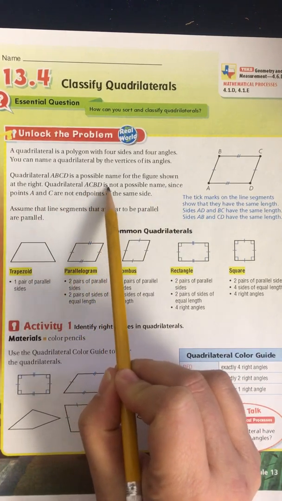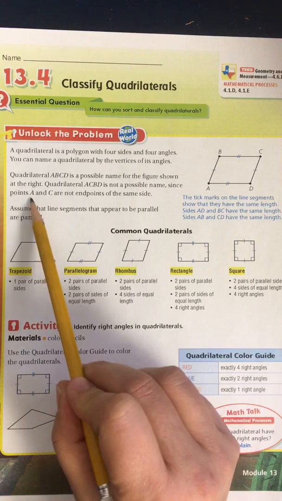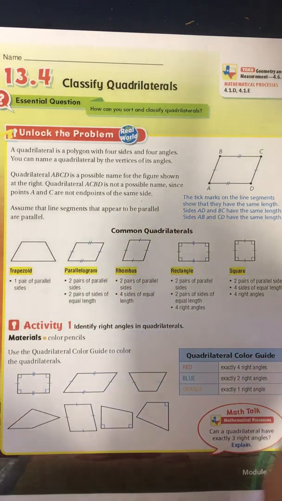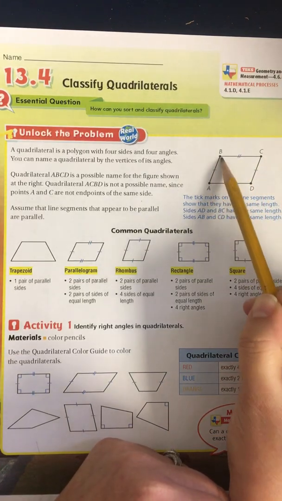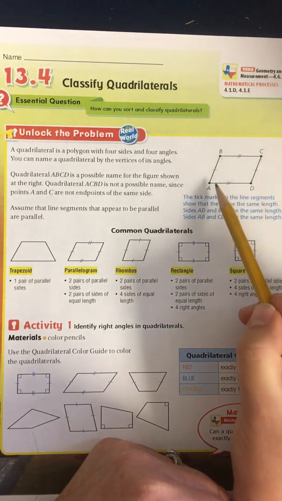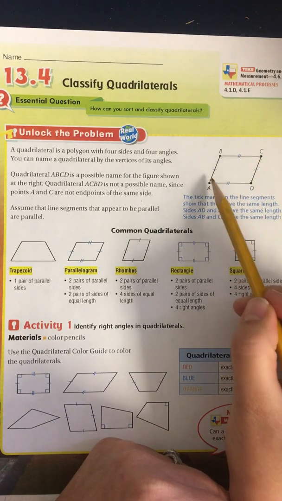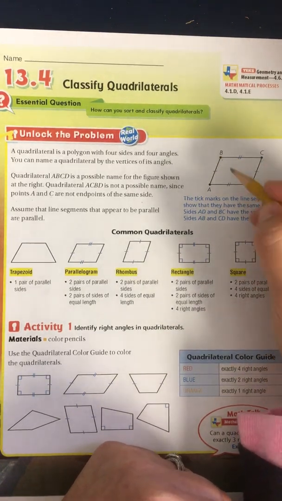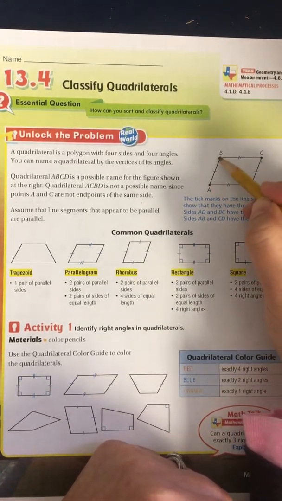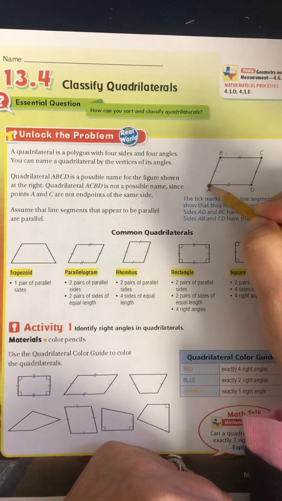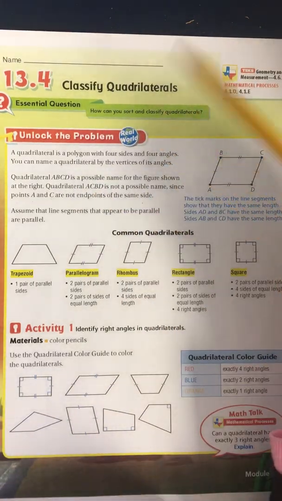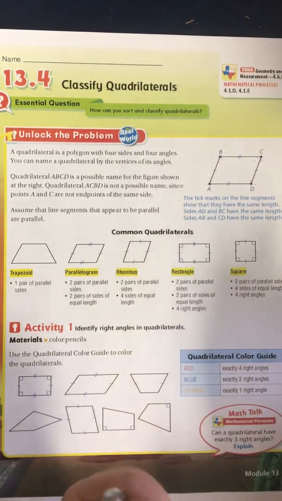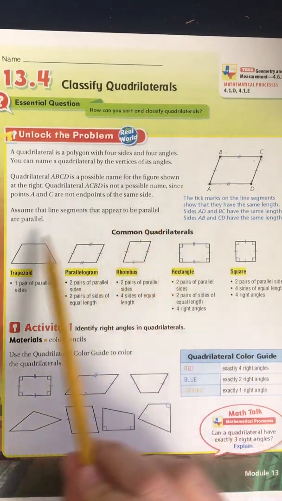Quadrilateral A, C, B, D is not a possible name since points A and C are not endpoints on the same side. So if you look, you could say A, B, C, D. But you can't go A, C; you have to go in the same type of circle as A, B, C, D. I like to tell students, just go clockwise, name a point on the vertex, B, C, D, A, and then you put quadrilateral in front of it. You can't put A and C together since they are not next to each other. Assume the line segments that appear will be parallel.